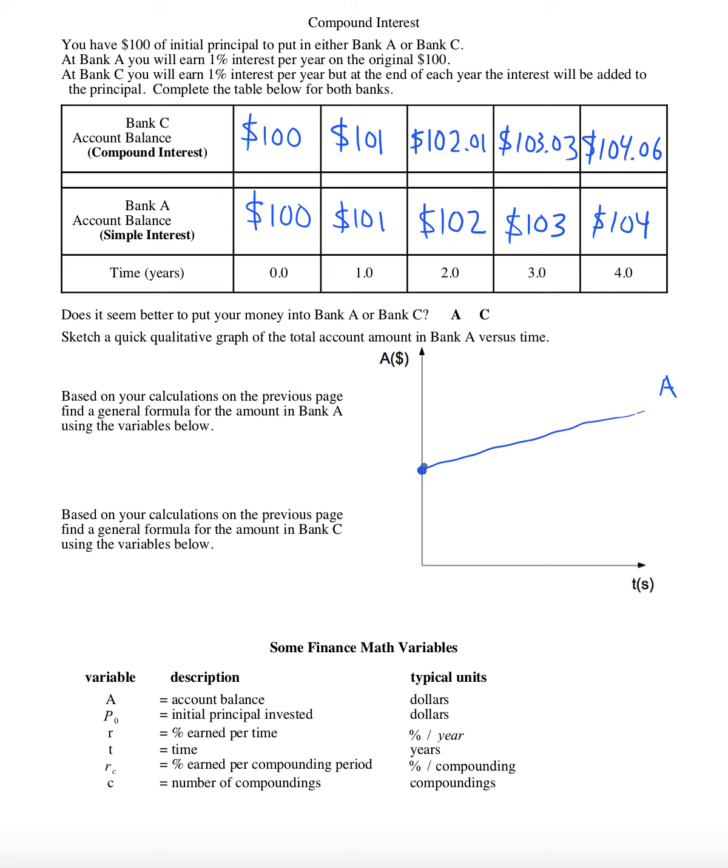The banks are equal at time 0, and also here after 1 year. C is equal to A at the start, and also at 1 year. But after that, C begins to diverge from A. C forms an exponential type of growth, whereas A is linear growth. That's the difference between the simple interest and compound interest types.